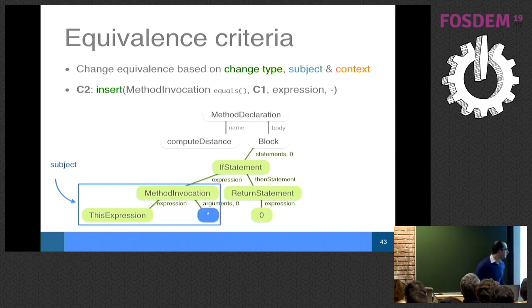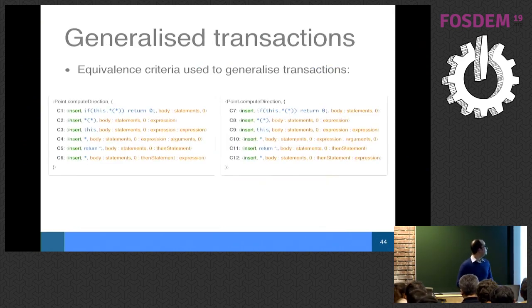Naturally, we anonymize the identifiers, just because otherwise it's hard to gather together the patterns. And then finally, we define the context. But the context, if you think about it, is just the place in which the subject occurs. So, given these two groups of changes, we transform the edits into this kind of representation.